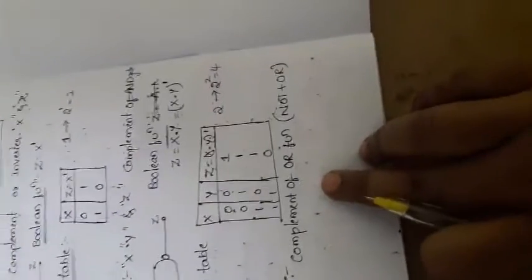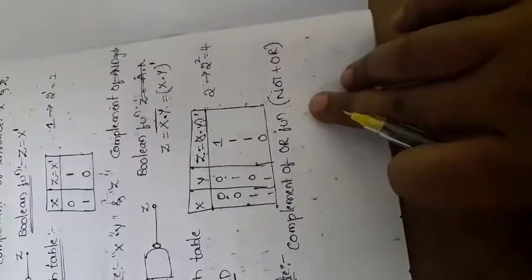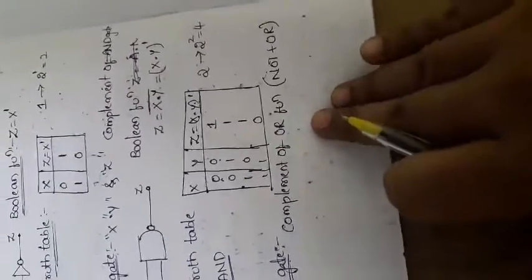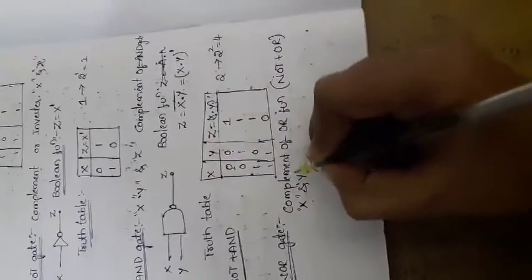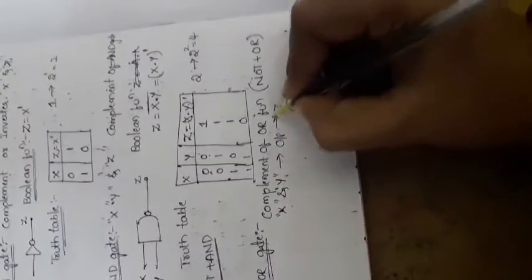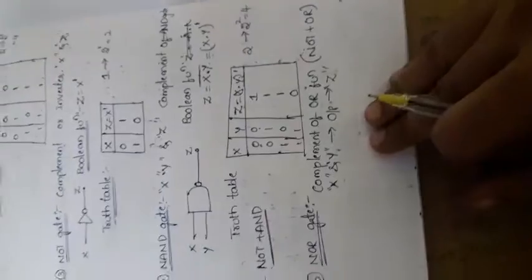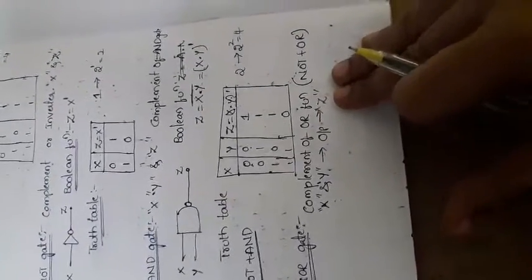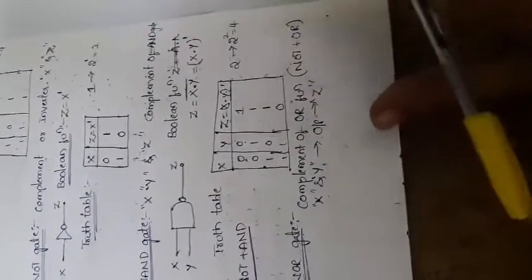Okay, so this is also the complement of the OR function. It consists of two inputs and a single output. I can take the variables x and y, and the single output can be represented as z. That output function can be referred to as the complement of the OR function.